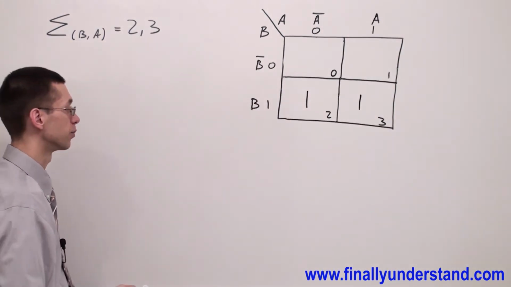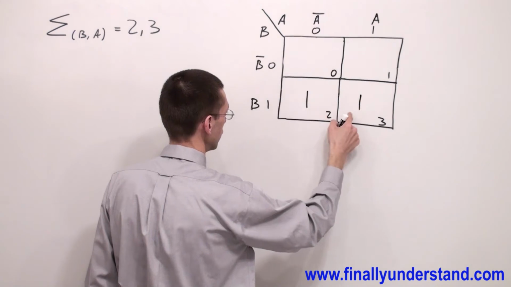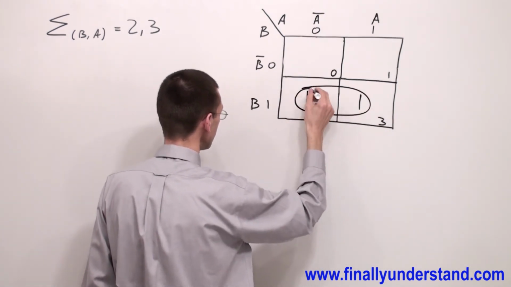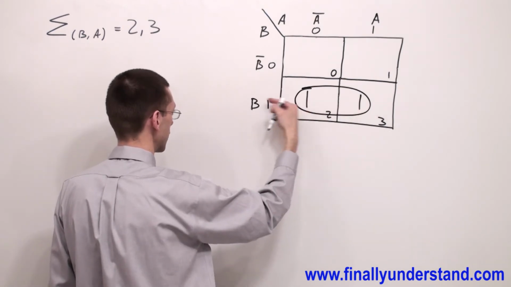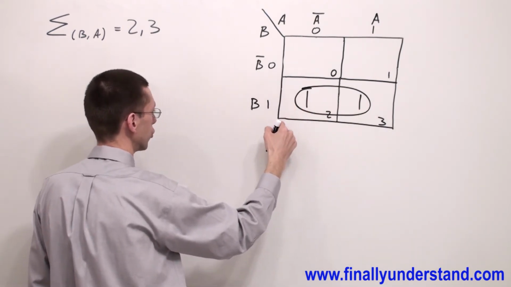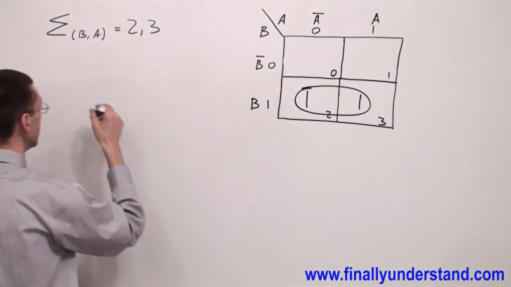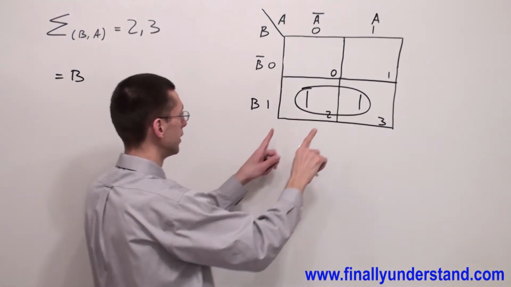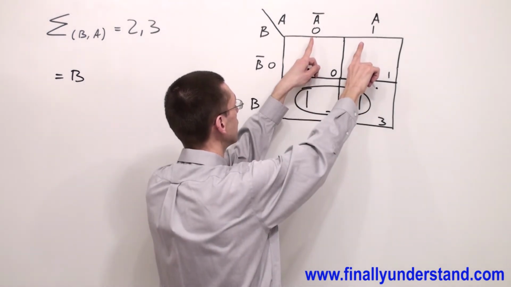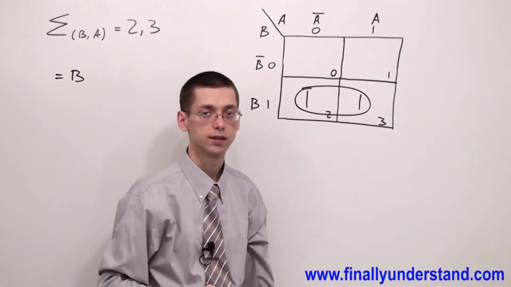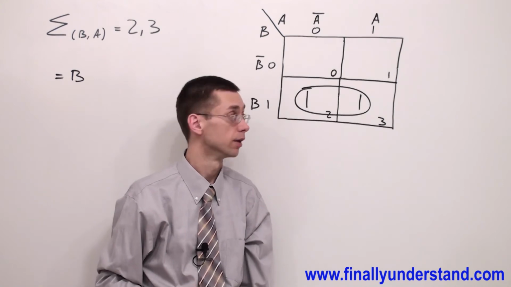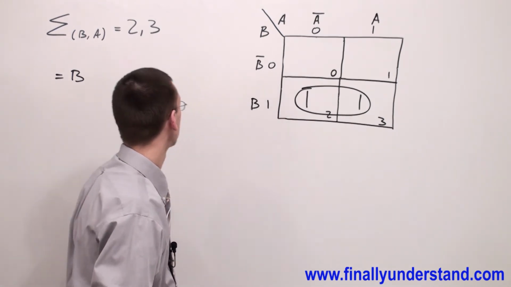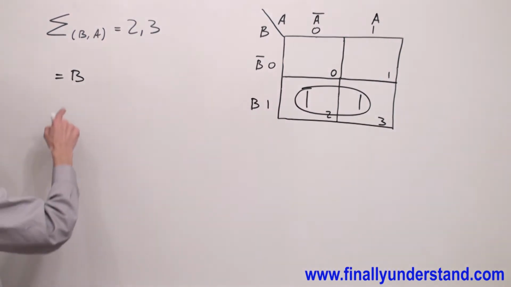Next, I can simplify this expression. I have 2 1s. I can make the one group. I'm supposed to check what I have on the left side of this row, and I have simply B. And at the top of these 2 columns, I have complements. We said that we will ignore complements if they are at 2 different columns. So my answer is B.